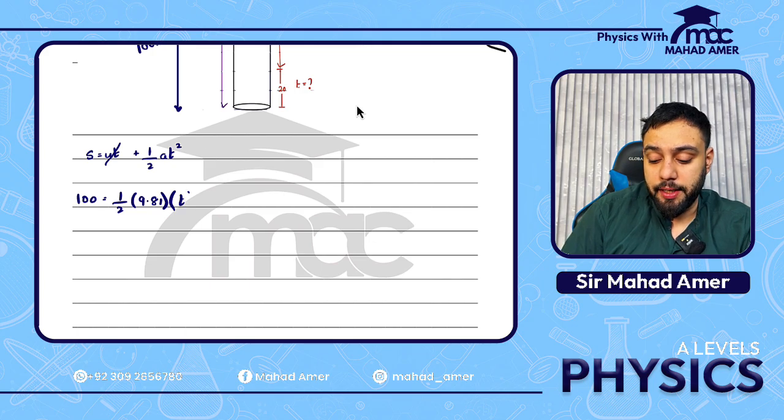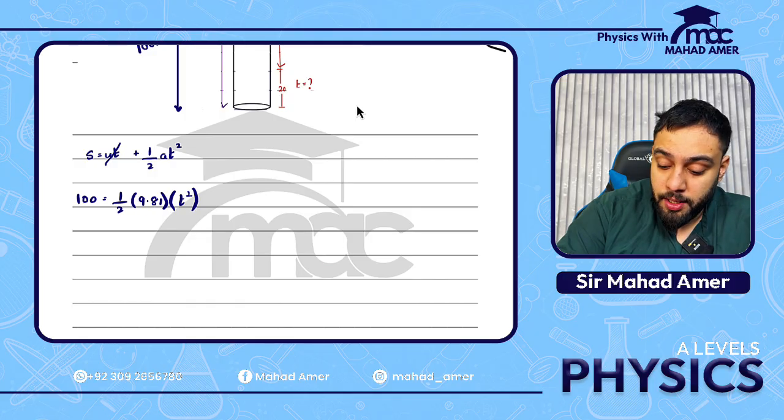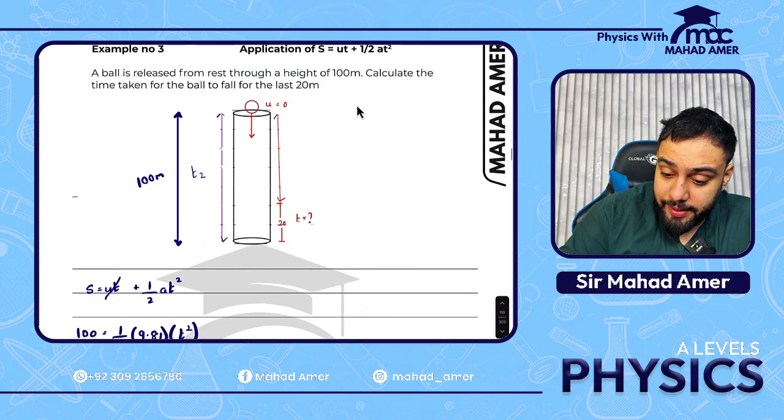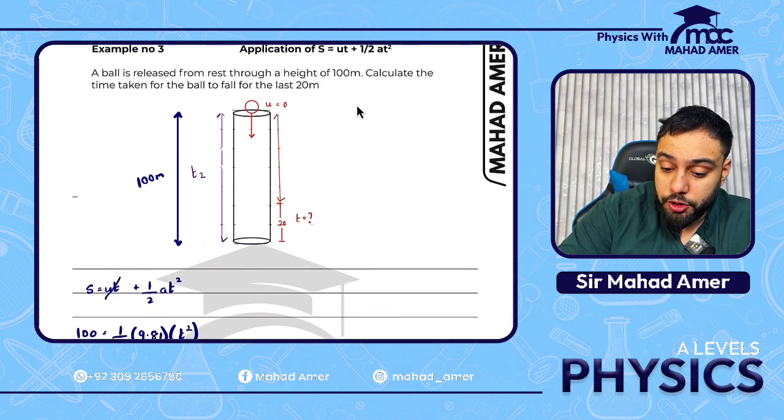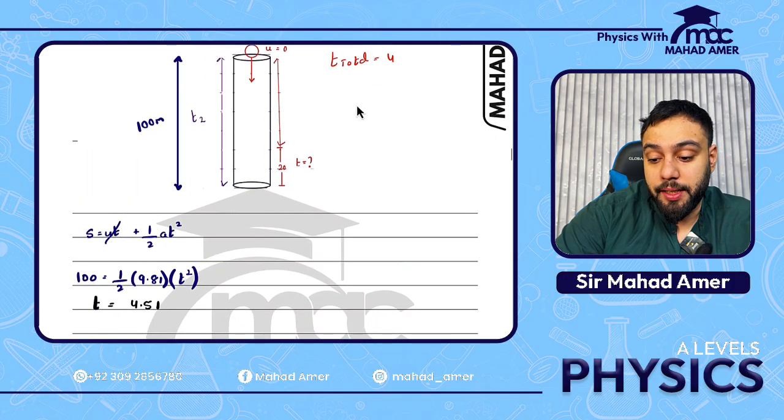I would first get the time. Sorry, I did not write SUVAT, but I'm pretty much hoping that you understand what I'm doing. 9.81, and then root of the answer. I used 100 and I got the time value to be 4.51. This is the time for the whole journey. This total time is 4.51 seconds.